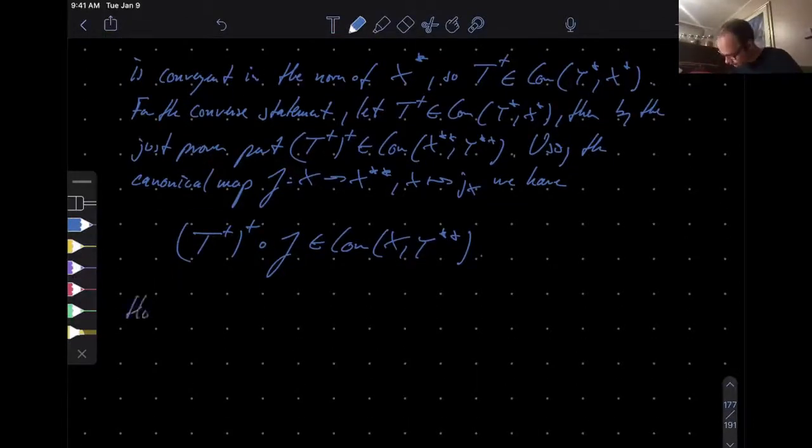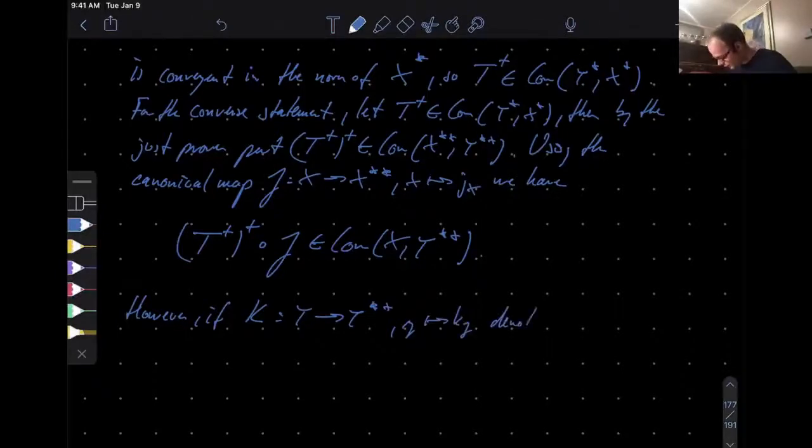However, if we now let capital K, right, I have only one capital J. J here is the canonical map on X. Now I will use the canonical map on Y, and I will call that guy capital K. This is the other canonical map. So K sub Y denotes the canonical map on Y.